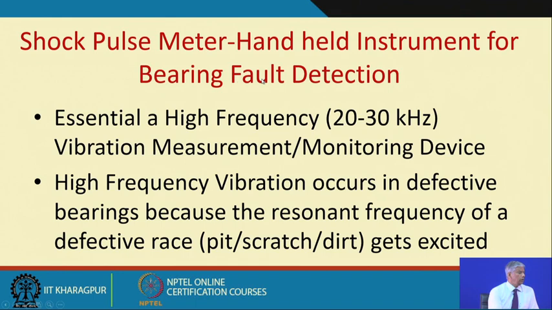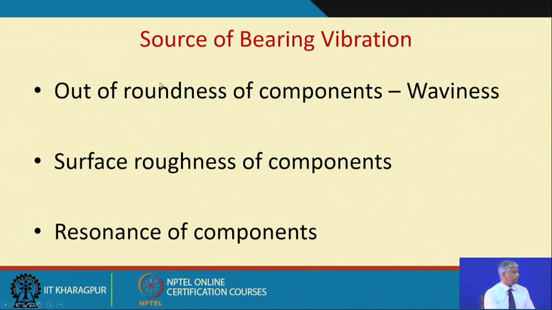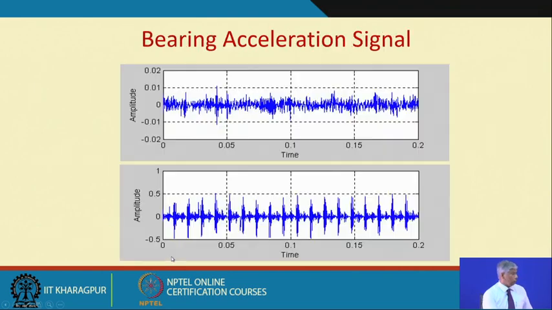A very useful machine used for detecting bearing fault is the shock pulse meter, which is essentially a high frequency vibration measurement, because high frequency occurs because of the resonant frequency which gets excited because of the defective race like a pit, scratch or a dirt. And now, we know the sources of bearing vibrations are out of roundness of the manufactured components or surface roughness of the manufactured components, and then the resonance of the components.